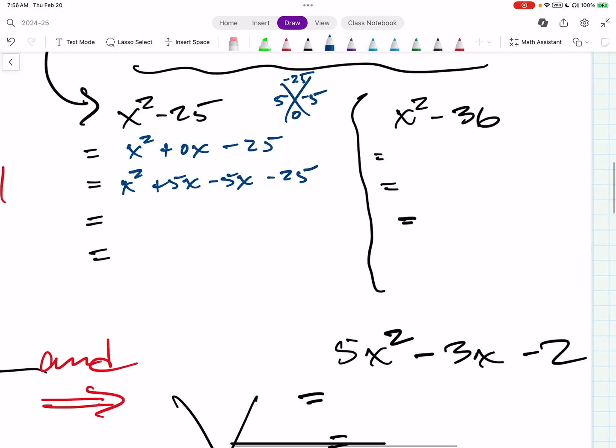Okay. Notice that 5x minus 5x is 0x because there's no middle term. Again, I'm just splitting the middle term like we did earlier. You always do that when it comes to factor by grouping. And then you factor out the common factor.